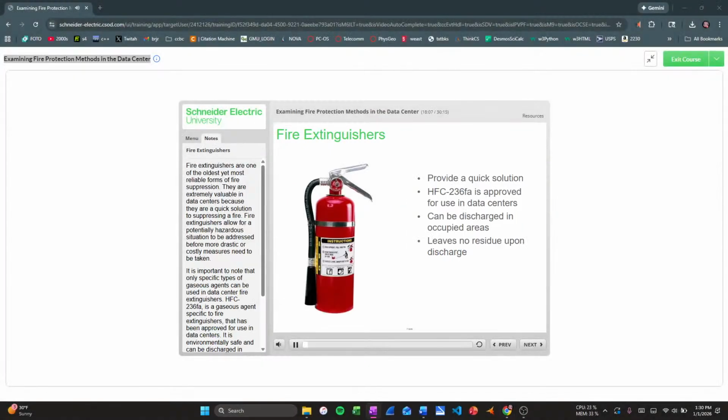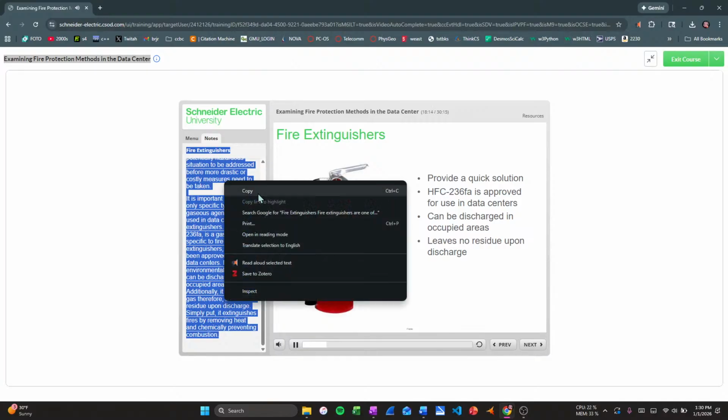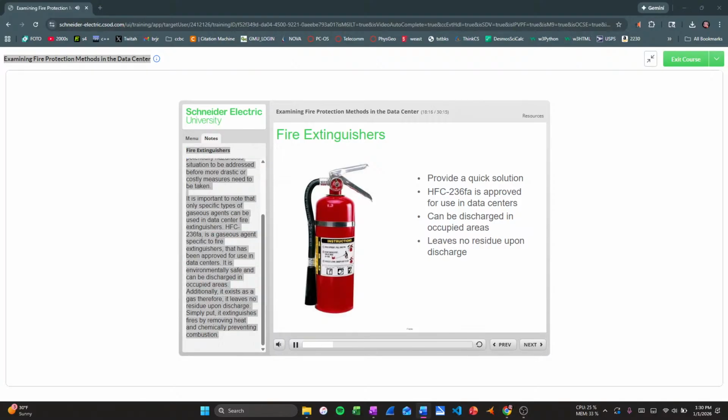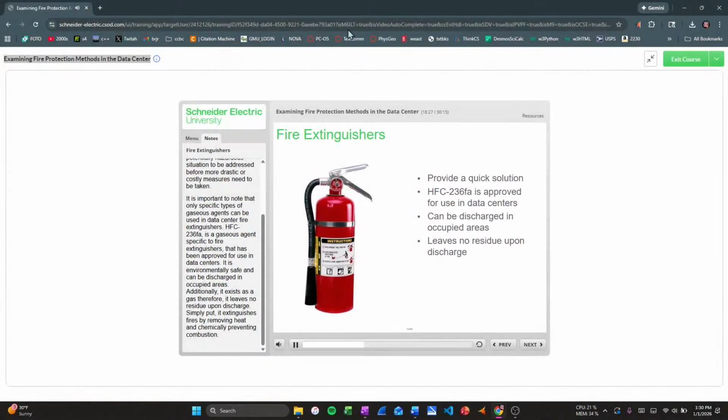Fire extinguishers are one of the oldest yet most reliable forms of fire suppression. They are extremely valuable in data centers because they are a quick solution to suppressing a fire. Fire extinguishers allow for a potentially hazardous situation to be addressed before more drastic or costly measures need to be taken.